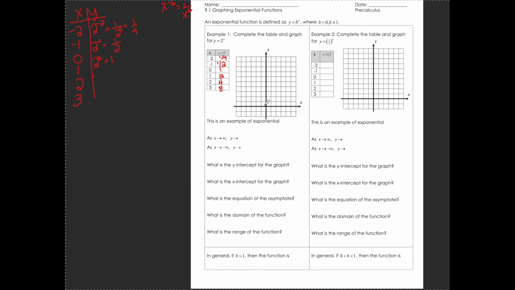If I plot that on my graph over here, I have negative 2, a fourth, so that's going to be pretty close to 0. Negative 1, a half, that's going to be in the middle. 0, 1; 1, 2; 2, 4; and 3, 8. So 4, 5, 6, 7, 8. There we go. And then if I connect that.